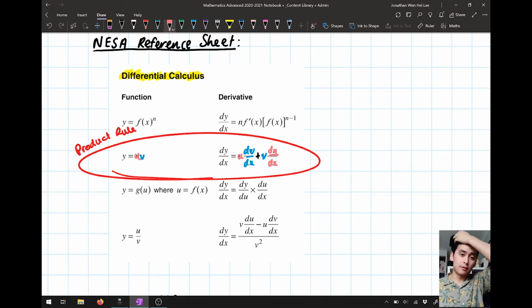With this particular rule, and the same with the next rule, if you remember in class we used a particular method where we identified u, identified v, we differentiated the two of them, and we drew arrows between the two to remind us which ones we need to multiply together, and then we added the result. So that's what I'm going to do underneath here.